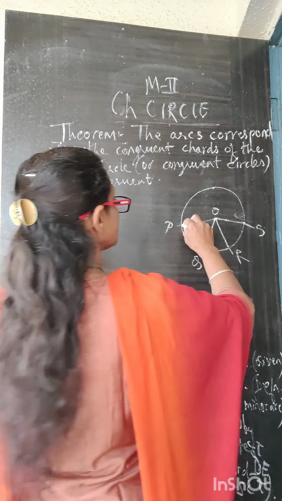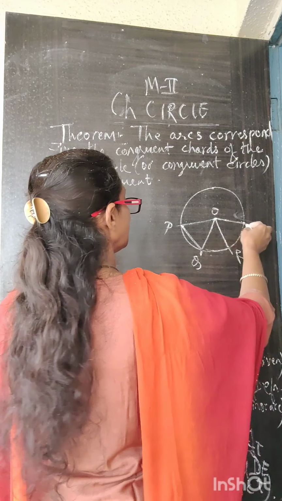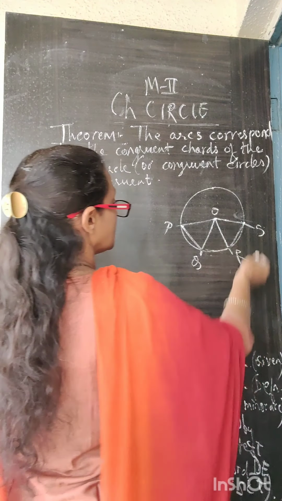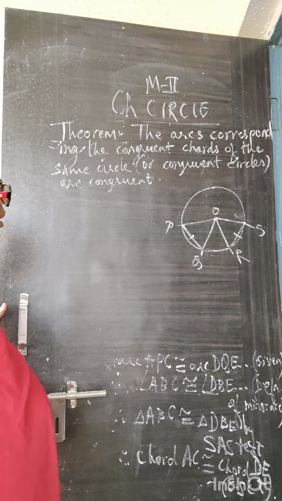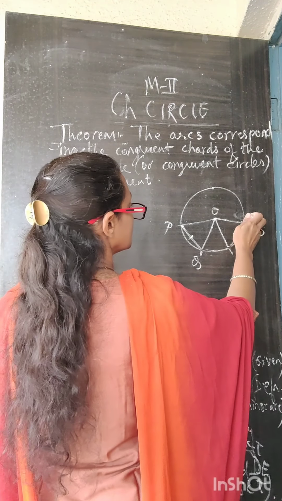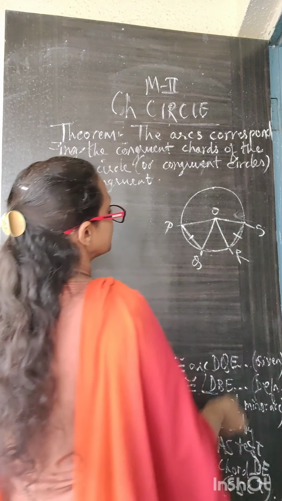Then which are the chords given as congruent? Chord PQ is congruent to chord RS. This is given to us. I hope the figure is clear.